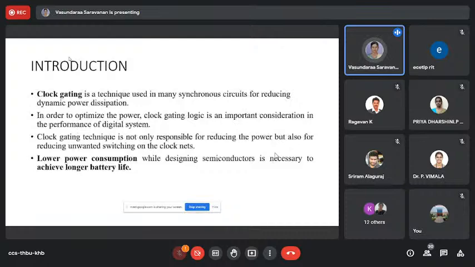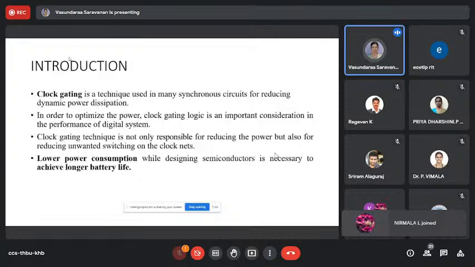It is a technique used in synchronous circuits for reducing dynamic power dissipation by removing the clock signal when the circuit is not in use. While optimizing the power, clock gating logic is an important consideration in the performance of digital systems. It also reduces unwanted switching on the clock nets. Lower power consumption while designing semiconductors is necessary to achieve longer battery life.